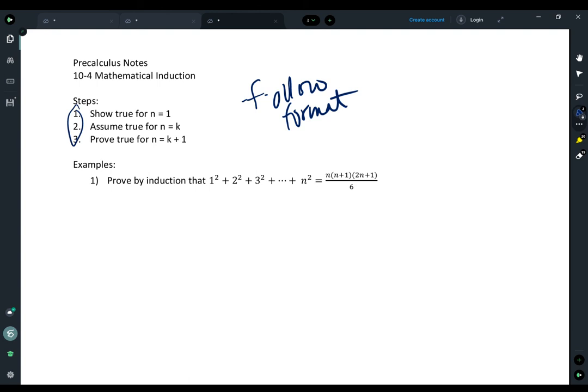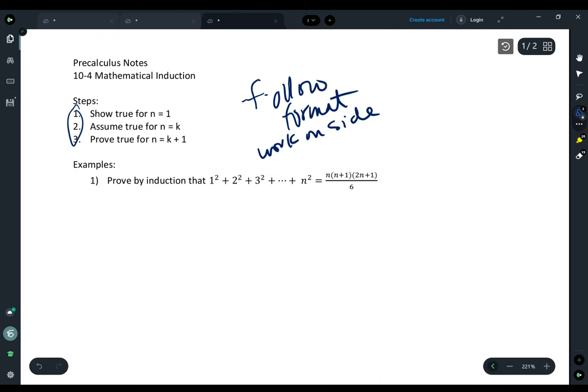We're going to work on one side. Just like we did with trig identities, we're not going to be adding 6 on both sides or multiplying both sides by 3. We're just working on one side. Basically, you can't cross your equal sign, so maybe we should write that also. Don't cross equal sign. So those are the 3 things to remember for formatting.